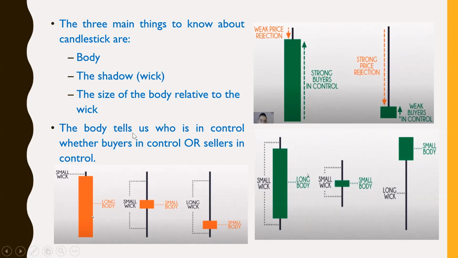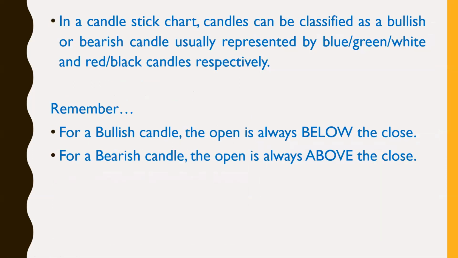So you should understand basically these three are the main things. What is the significance of the body? What is the significance of the wick? And the size of the body relative to the wick. Any questions till now? Okay, moving on to the next.